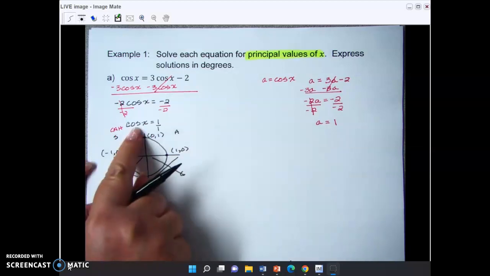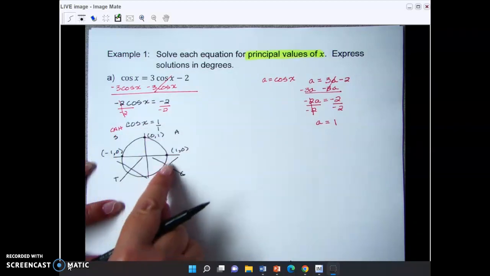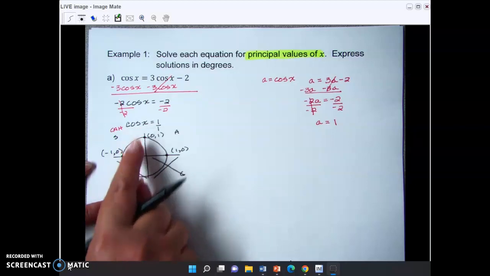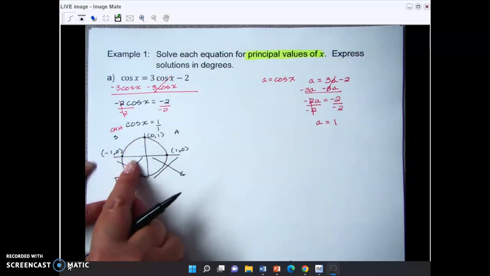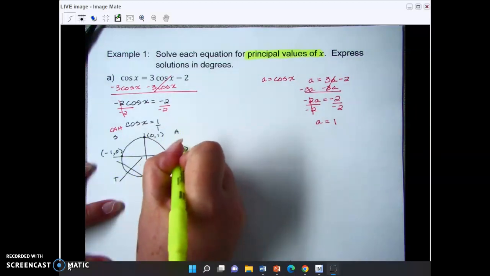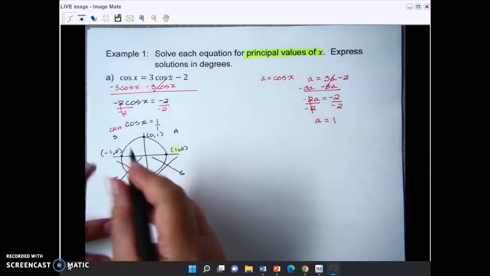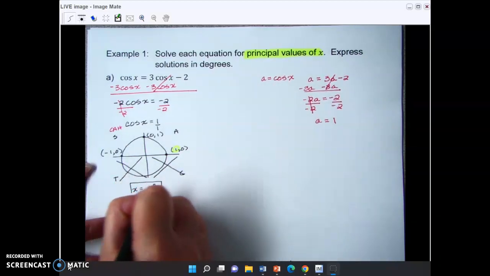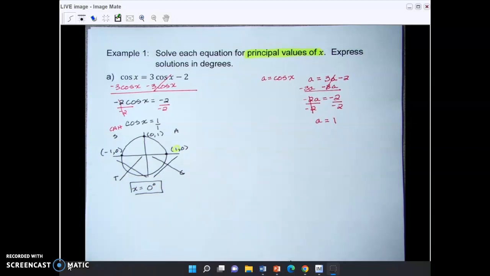And so remember, cosine is talking about the x value on the unit circle. So again, this x is more of a theta versus the x on the unit circle. And so cosine of theta is equal to 1 when theta is equal to 0 degrees. So we're saying our angle measure is 0 degrees. So if you need a minute to process that, go ahead and pause the video. I'm going to move forward.